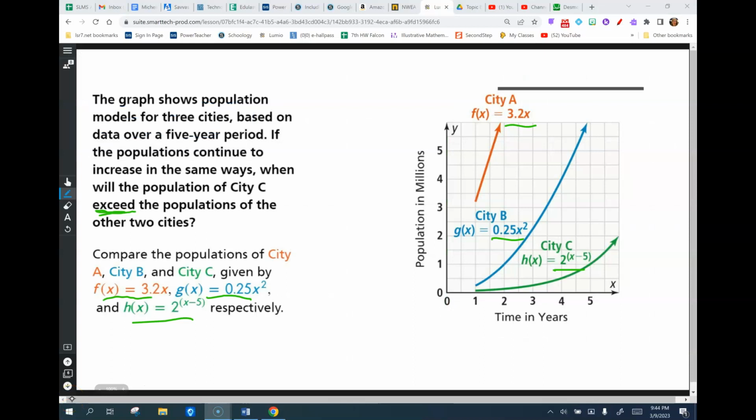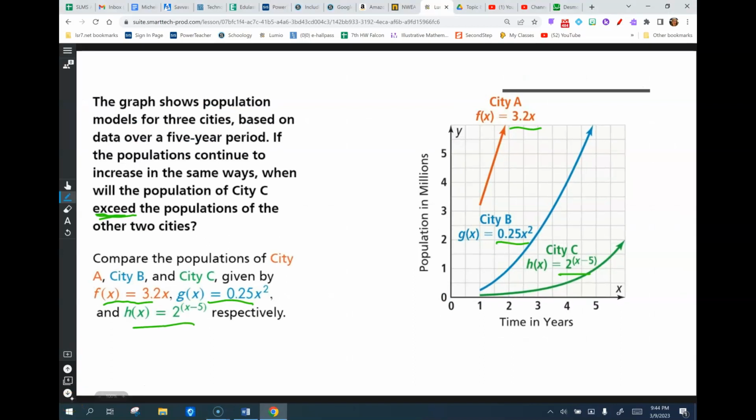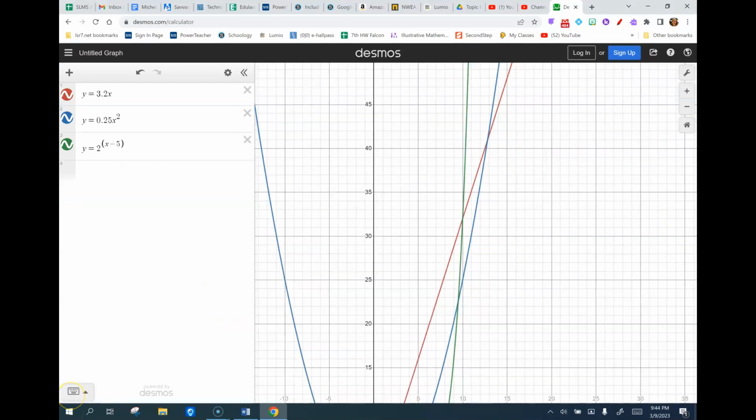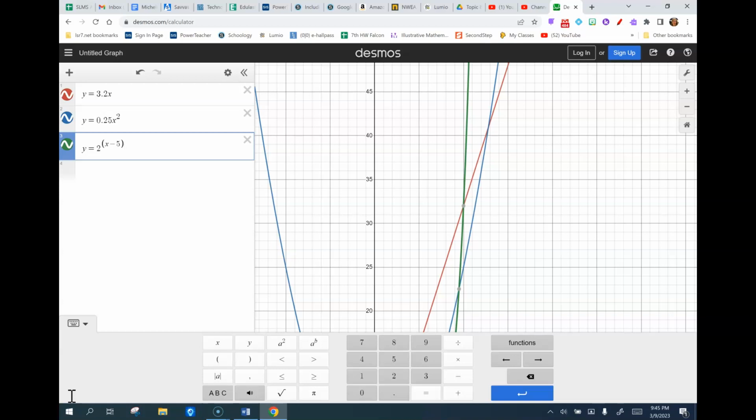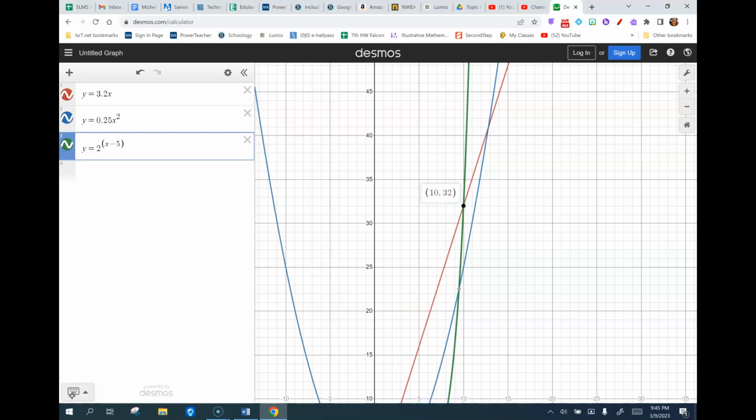So I misspoke before. I had to look back at the original problem. City C, so I'm back on your notes for a second. They want to know when does city C exceed? That is your h of x. When does that one exceed the other two? Okay, so go back to Desmos again. So all they want to know is when does y equal 2 to the x minus 5, and that's going to be your green line, exceed it? It exceeds it right here. Okay, and so that's going to make the difference. I would have thought it would have been up there, but what do I know? So anyway, let's look at the next one.